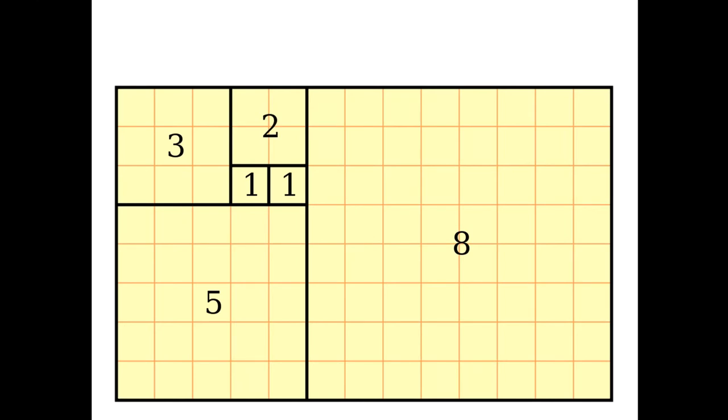Here we have two 1 by 1 squares. Beneath that there's a 2 by 2 square. And next to that a 3 by 3 square. Beneath that a 5 by 5 square. And then an 8 by 8 square, creating one giant rectangle.